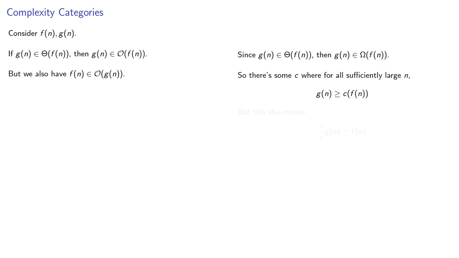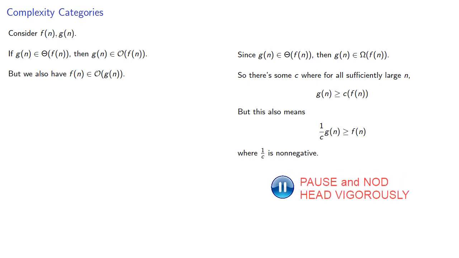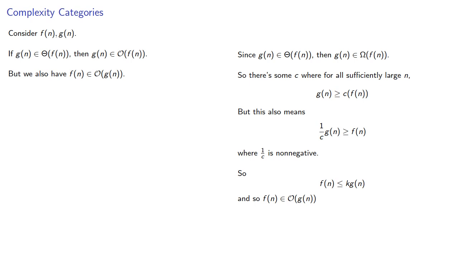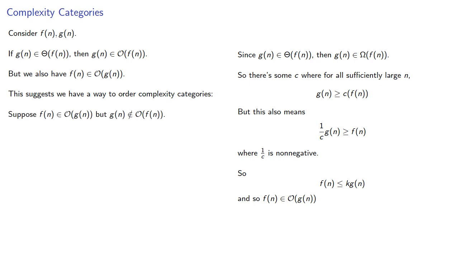But this also means 1 over c times g of n is greater than or equal to f of n, where 1 over c is non-negative. And so that means that f of n is less than or equal to some constant multiple of g of n, and so f of n is big O of g of n. And this suggests a way to order complexity categories. Suppose f of n is big O of g of n, but g is not big O of f of n. Then the complexity category of f of n is in some sense smaller than the complexity category of g of n.